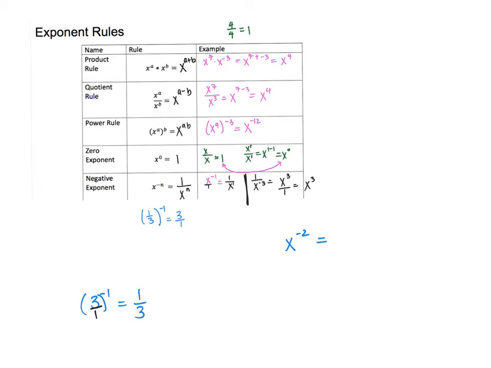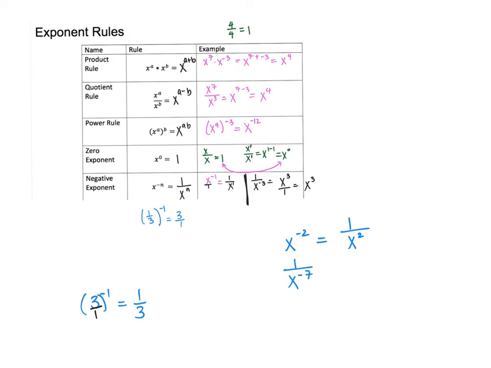Well, because I notice that that's a -2, I'm going to throw it in the denominator as x to the 2nd power. And now it gets to be a +2. And the top here has to be a 1. So if you throw something in the denominator and you don't have anything in the top, you're going to make it a 1.